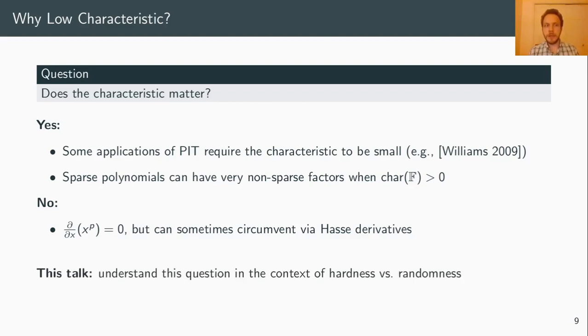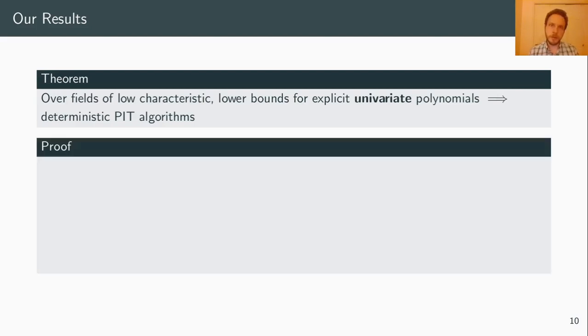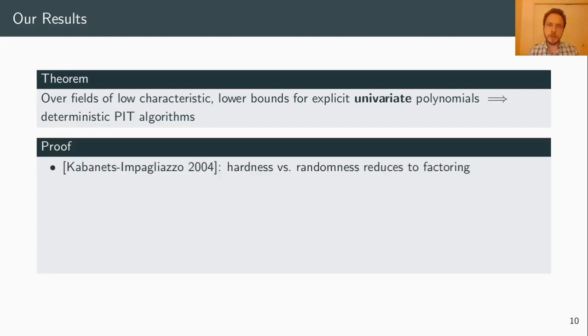So the point is, the characteristic sometimes matters for what we're trying to do, and sometimes it doesn't. And this talk is aimed at trying to understand this question of whether or not the characteristic matters in the context of this hardness versus randomness framework. So here's the theorem that we're going to try and prove. We're going to try and de-randomize PIT in the low characteristic regime using lower bounds against a family of univariate polynomials. So let me sketch the proof of this for you. So we're going to start by using the same framework that Kabanets and Impagliazzo develop in their original work from 2004.